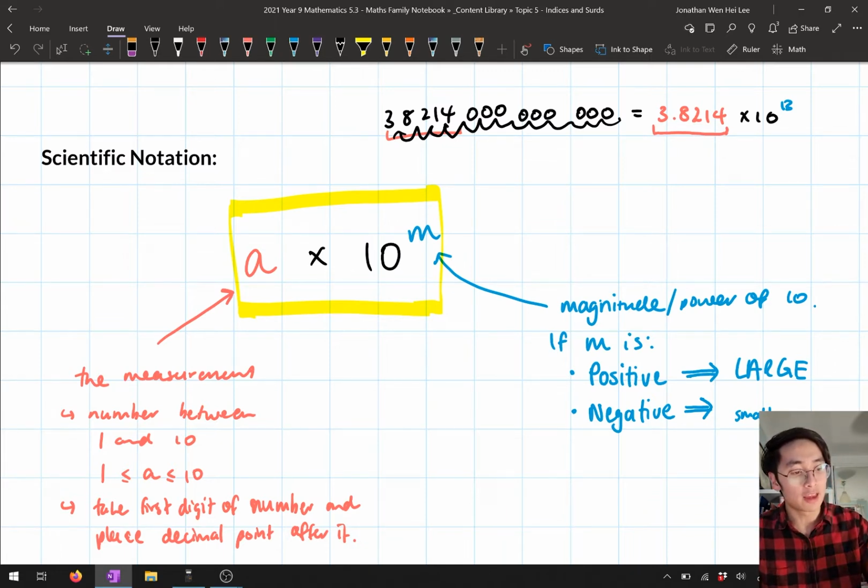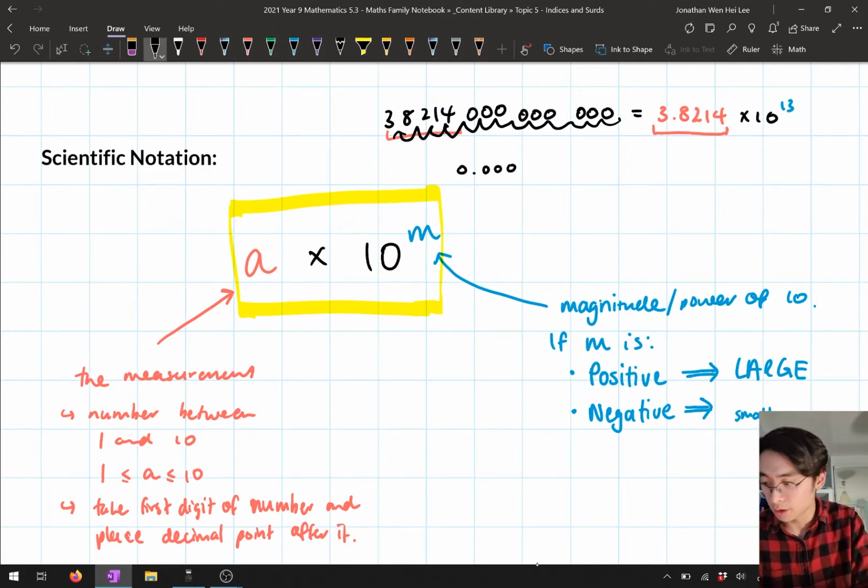The other example that I gave was that really small number for the coronavirus, 0.0000002. For this one, the measurement, the number that I have here, is 2.